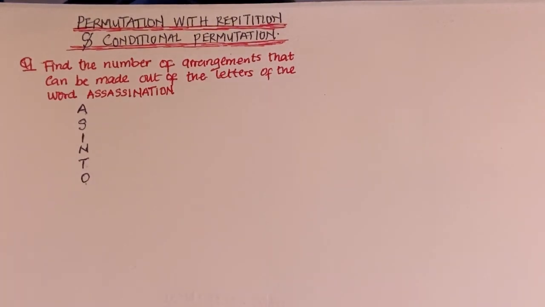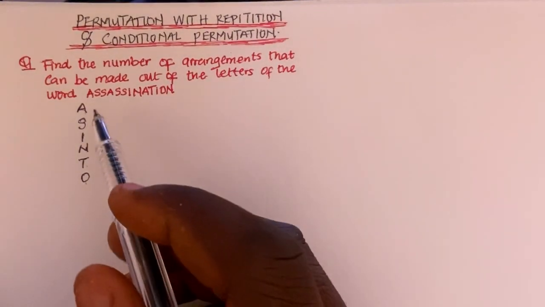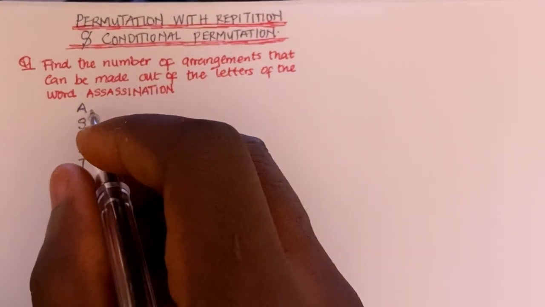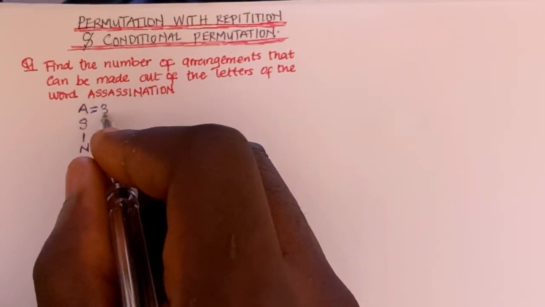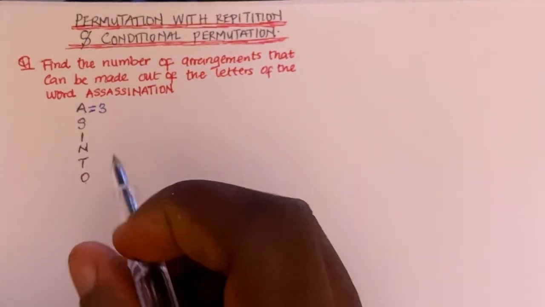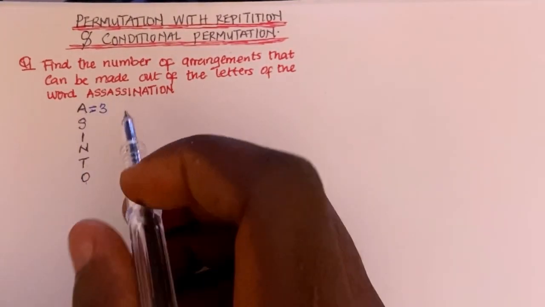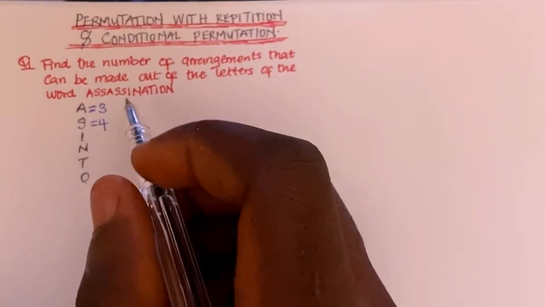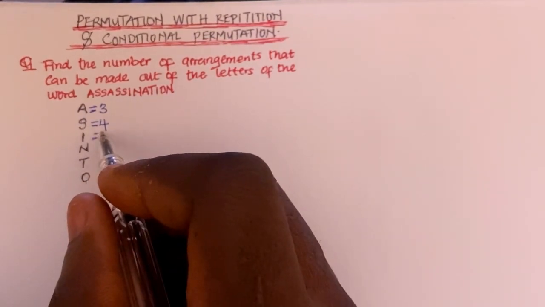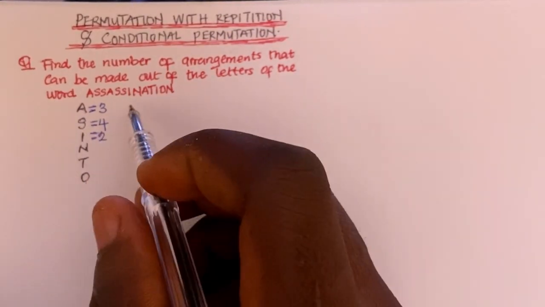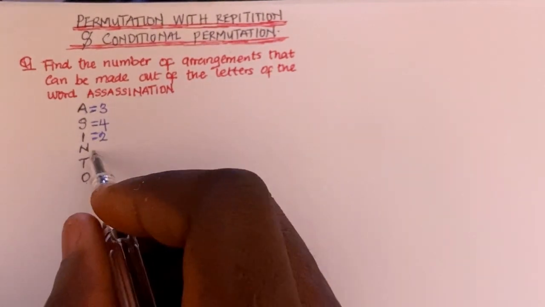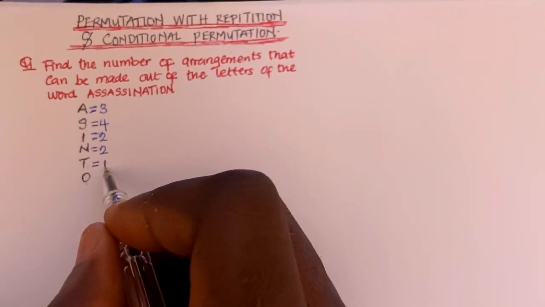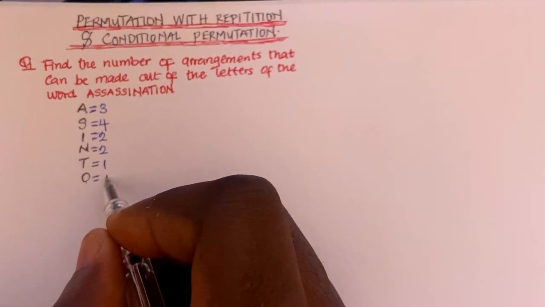Now let's go ahead and fish them out. How many A's do we have in this word assassination? We have 1, 2, and 3 A's. So this is 3A. Then how many S? We have 1, 2, 3, 4, so 4S. Then how many I? We have 2I. Then how many N? We have 1 and 2, that's 2N. Then how many T? We have 1T. And how many O's? We have 1O, exactly.